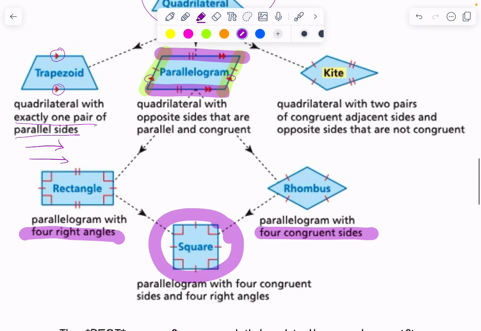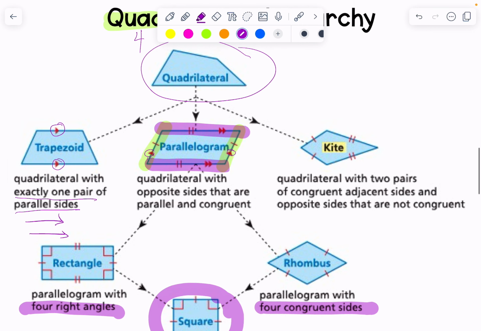And one other way that you can classify quadrilaterals is called a kite. And so a kite is a quadrilateral that has two pairs of congruent adjacent sides. So if we look at that, we can tell that these two sides are adjacent and they're also congruent. And these two sides are adjacent and also congruent. And then if we look at the opposite sides, so this side and this side, they are not congruent. So that's how you would technically define a kite.